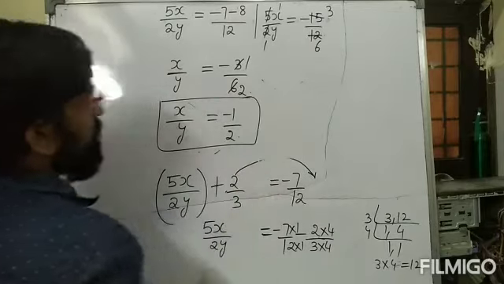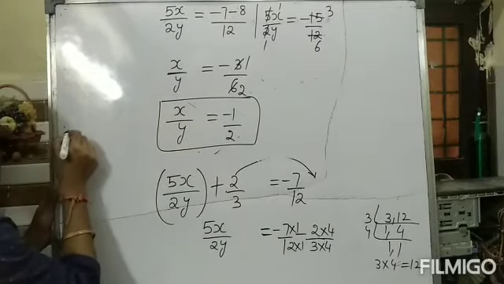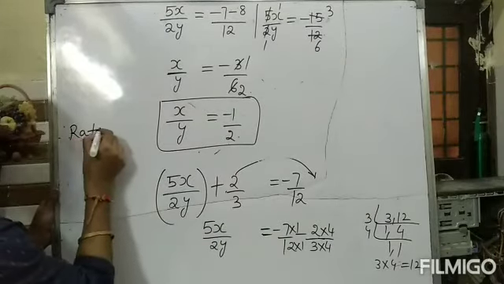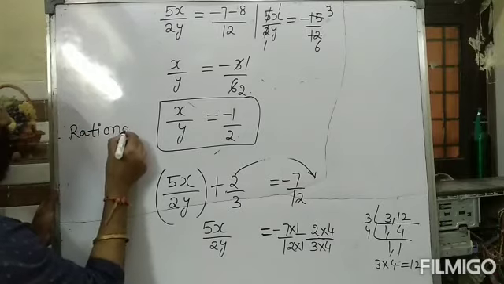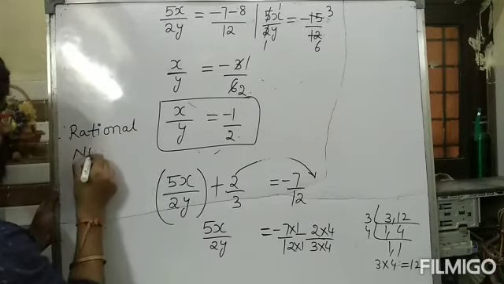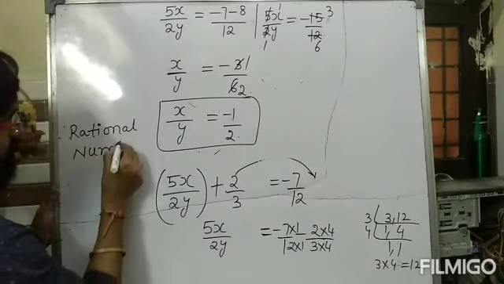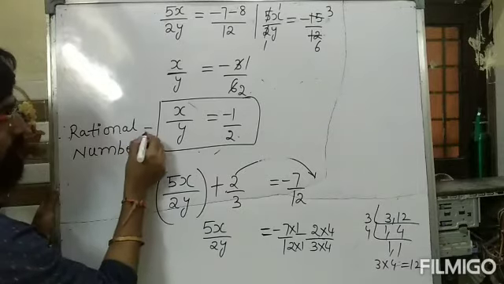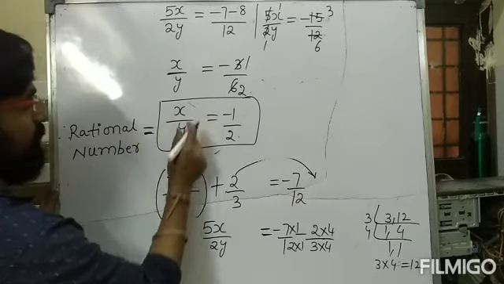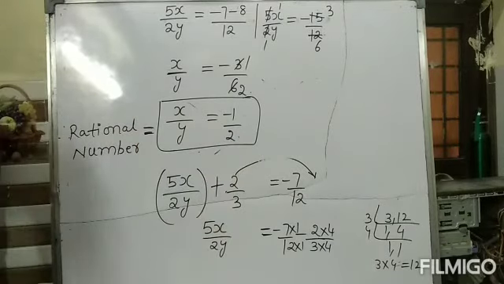So this is a rational number. Therefore, rational number is equals to x by y, that is minus 1 by 2. Are you getting? This is a rational number. I hope you got this.